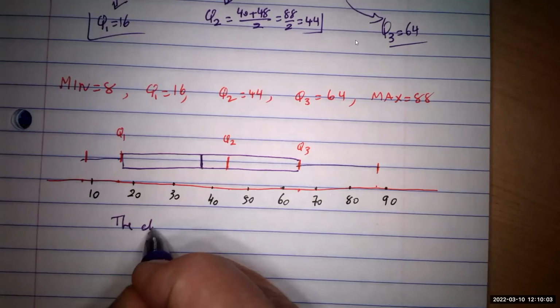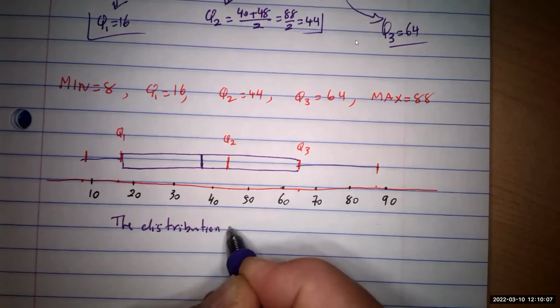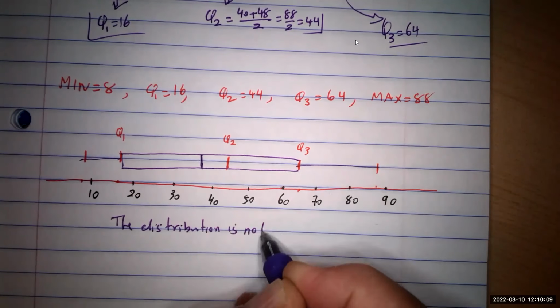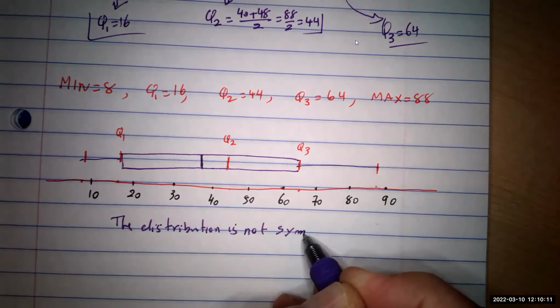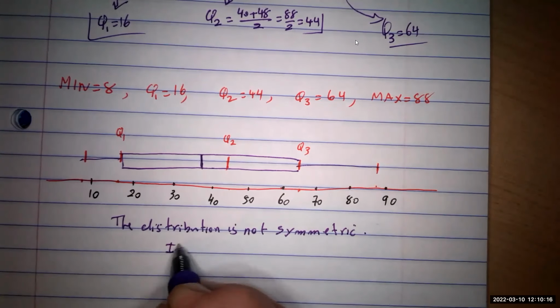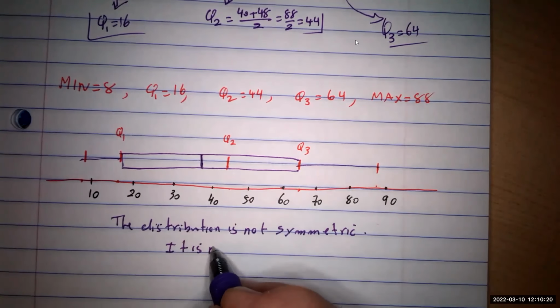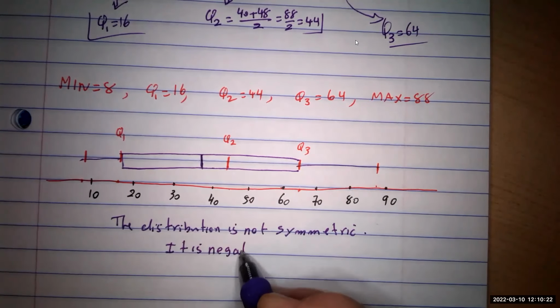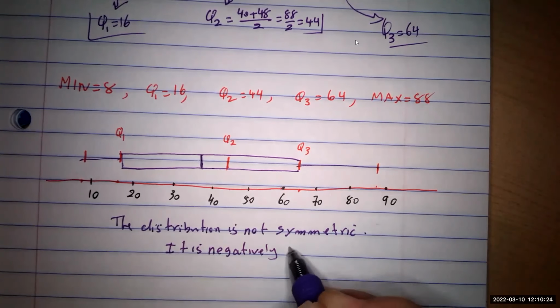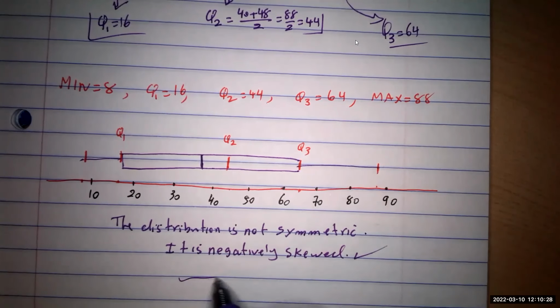The distribution is not symmetric. Okay, it is shifting to the right, so it's negatively skewed. There must be something wrong with those numbers.